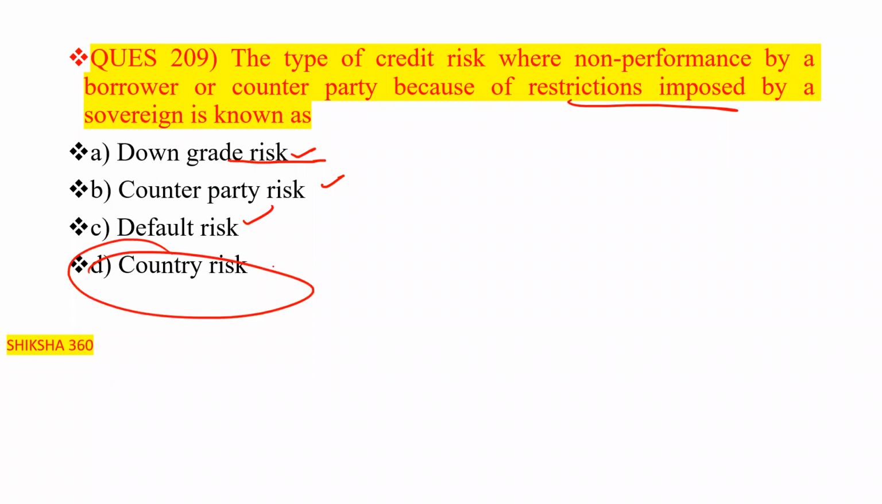Option D is the correct answer. That is country risk. Option D is the correct answer, country risk here. Hope all the questions are clear to all of you.